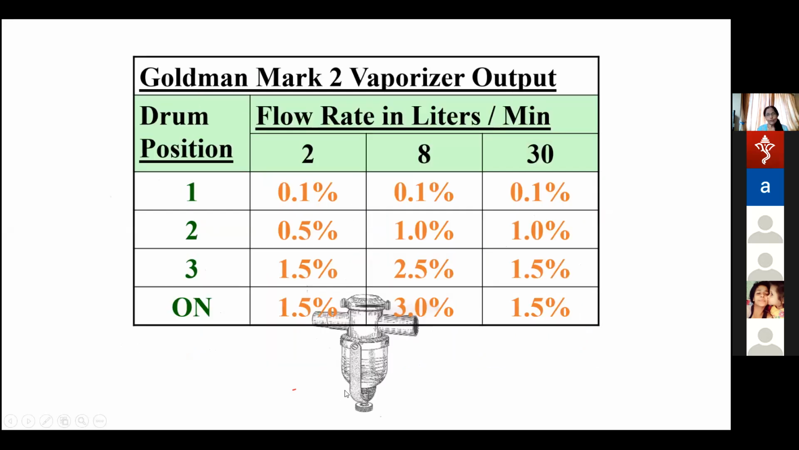Now that day I showed you Goldman vaporizers, okay? So flow rate in liters per minute. Goldman has Mark II, Mark III, Mark IV. However, Mark II has been studied in detail. So the drum position is on 1, 2, 3 and on position. And if the flow rate varies, say 2 liters, 8 liters, 30 liters, you can copy this table. So maximum concentration that you can give is at 8 liters, 3%. At 30 and 2 liters, maximum is 1.5%. This is what you have to remember. So at 8 liters flow, you can vary your concentration from 0.1 to 3%. Otherwise, it is 0.1 to 1.5.